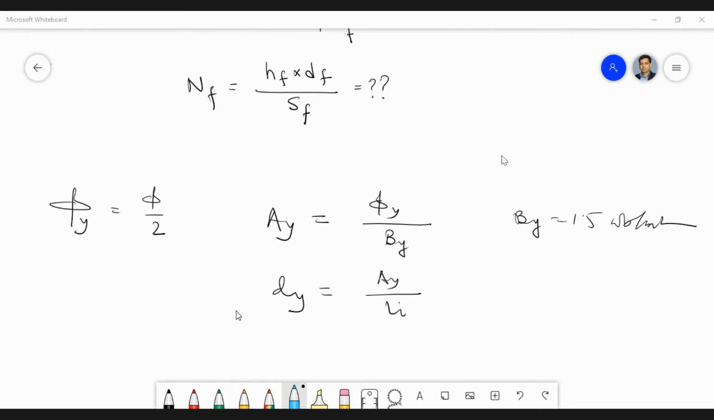Again, you have to find out the outer diameter of the yoke. That is the depth of the yoke. Then you have to find out the outer diameter of the yoke. So my depth is coming out to be 32.6 millimeter. My machine is 110 kilowatt. I am not getting.